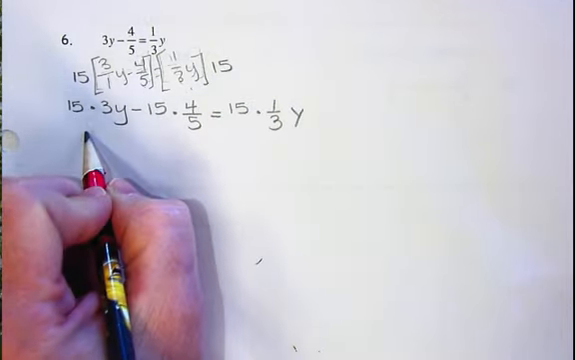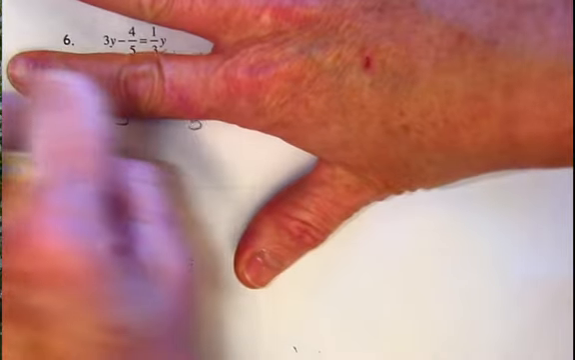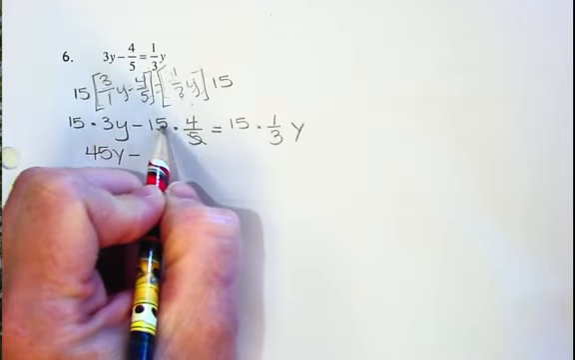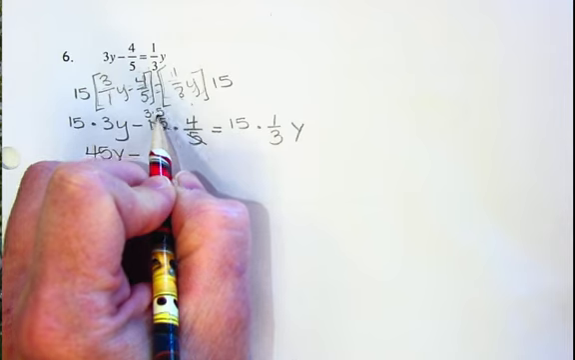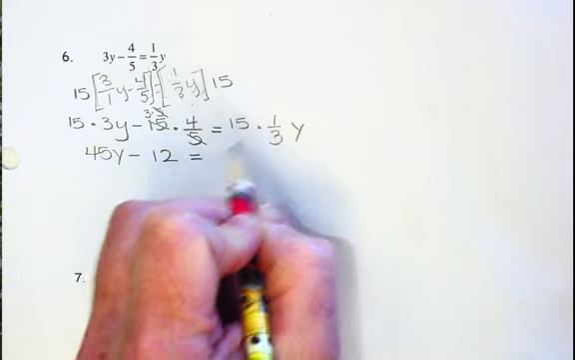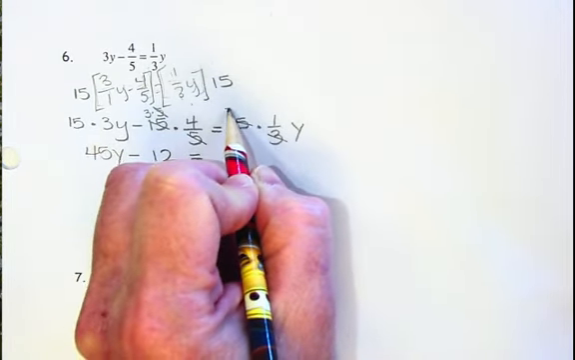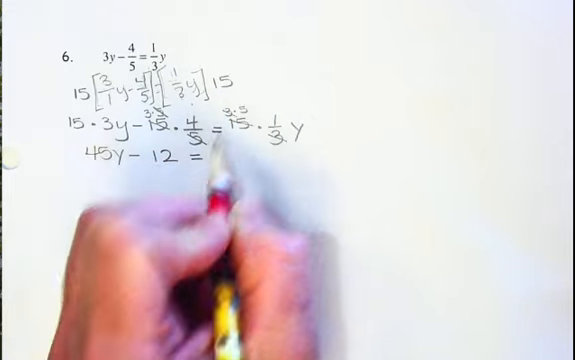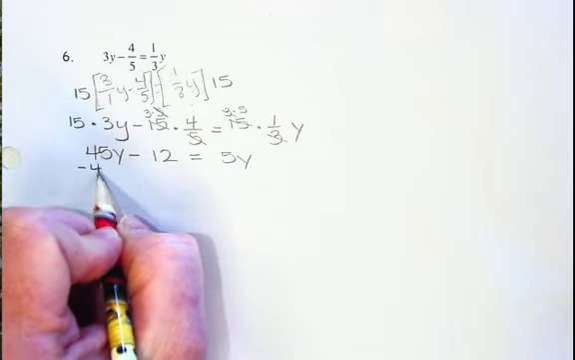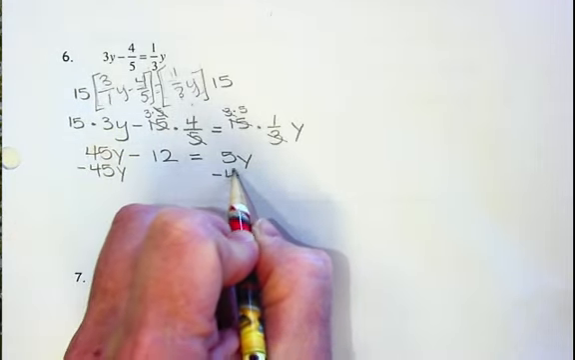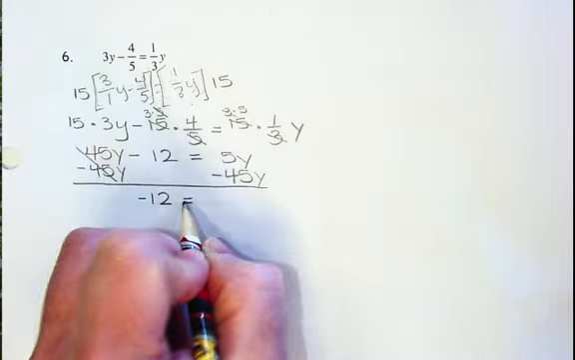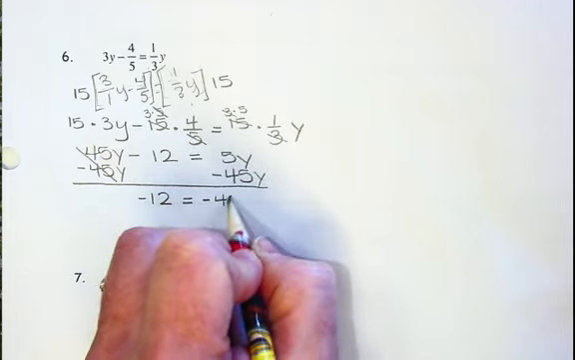Now at this point I'm going to get 45, oops, not 14, I'm going to get 45y minus, now this 5 will cancel with this 5 and that was 3 times 5 so that cancels there and I'm going to get 12 on top minus, now this 3 will cancel with this 15 and I'll get 3 times 5 so I'm going to get 5y. Now I'm going to subtract the 45y from both sides. Cancel. Minus 12 is equal to, over here I'm going to get negative 40y.